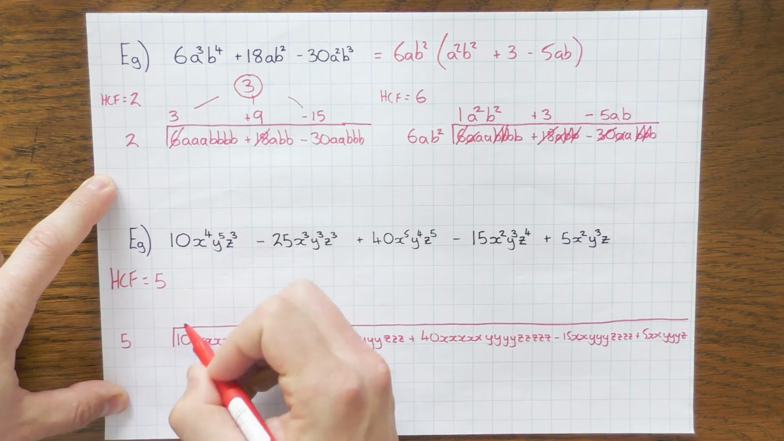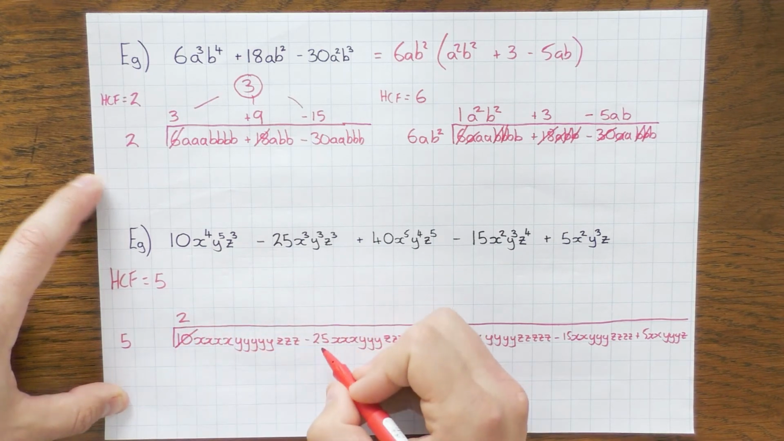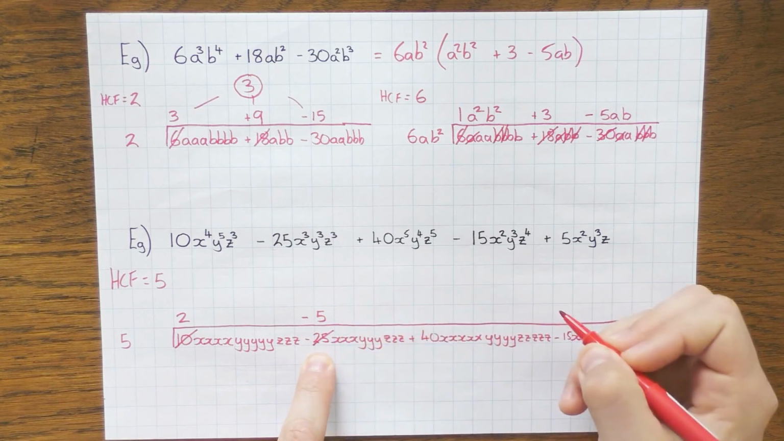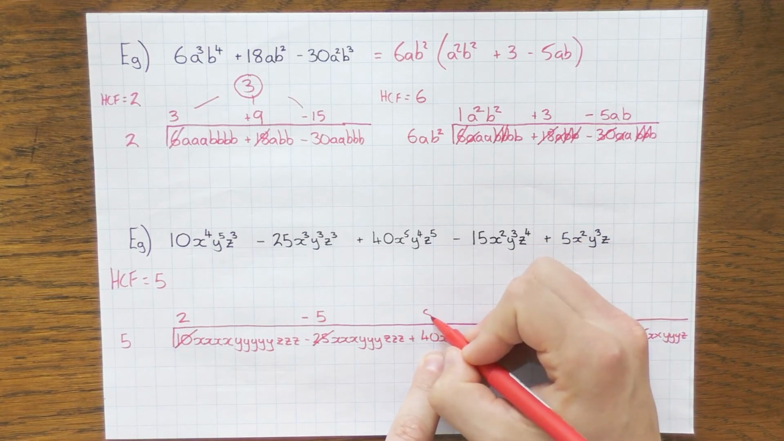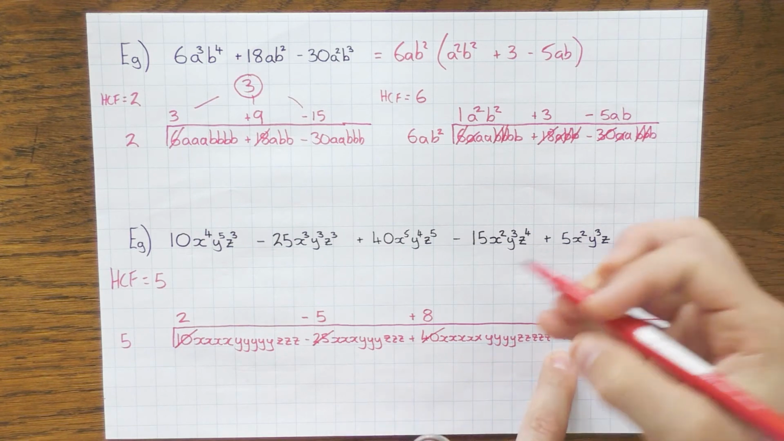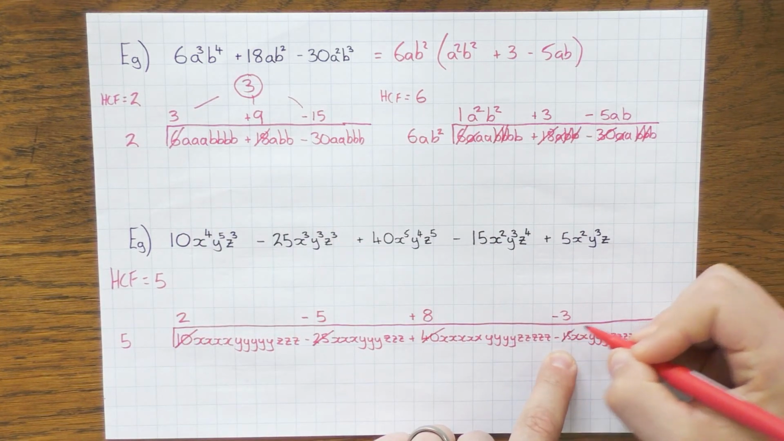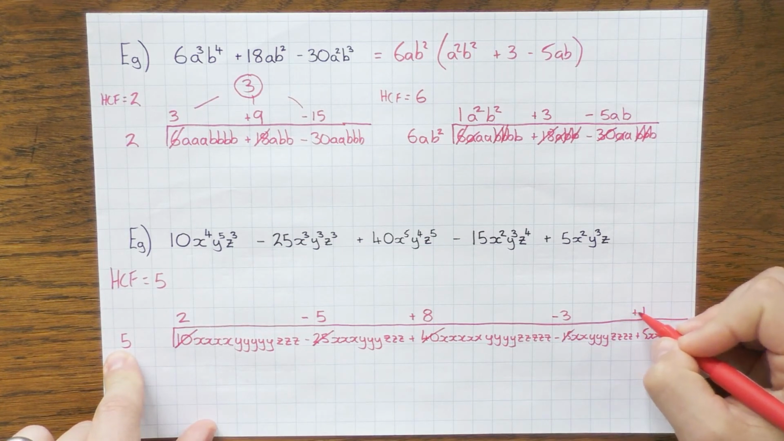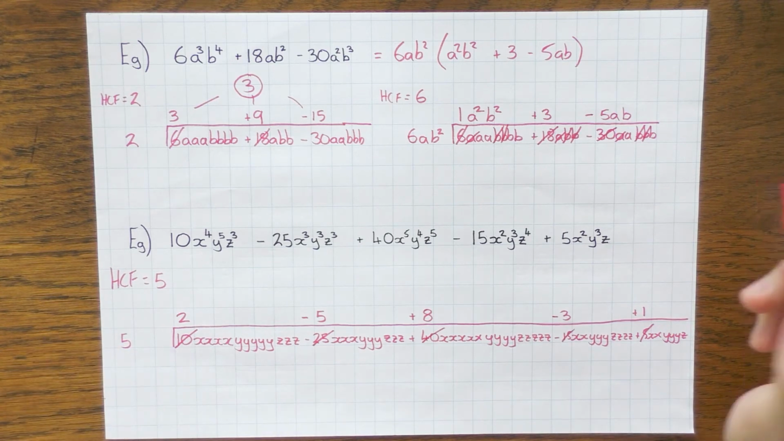Okay, 5 times what gets me 10? That's 2, and that's done. 5 times what gets me 25? That's 5, and I'll put my minus sign as well. 5 times what gets me 40? That's going to be 8, and I'll put my plus in, so that's done. 5 times what gets me 15? That's 3, and of course I've got the minus. And 5 times what gets me 5? That's 1, and again I'll put my plus in there, so all the numbers are done.